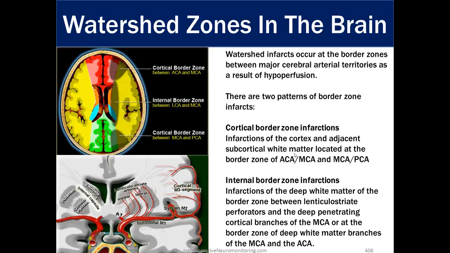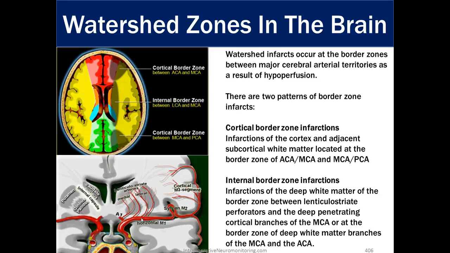Internal border zone infarcts. Infarctions of the deep white matter of the border zone located in the lenticulostriate perforators and the deep penetrating cortical branches of the MCA, or the border zone of the deep white matter branches of the MCA and ACA. So if we have our internal carotid here, remember that the middle cerebral artery is pretty much an extension of the ICA. As we see here, we have this one little branch, this A1 branch. This is coming off to become your anterior cerebral artery. And then we have what's called the M1 branch of the middle cerebral artery, which is this horizontal arterial branch.